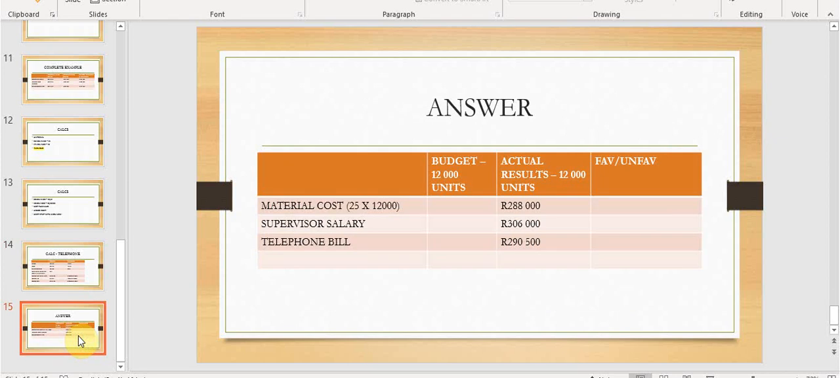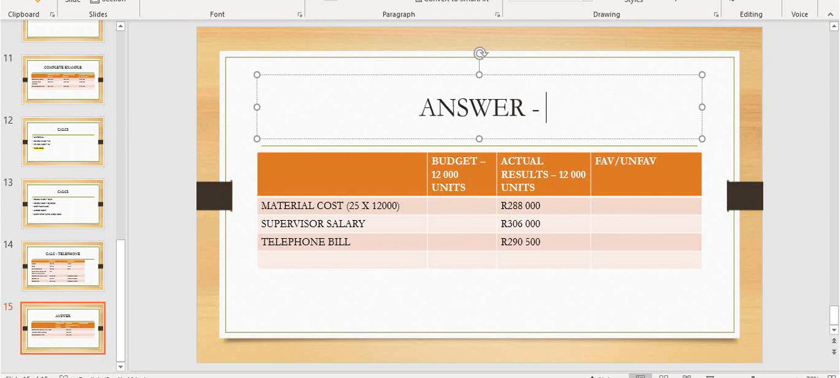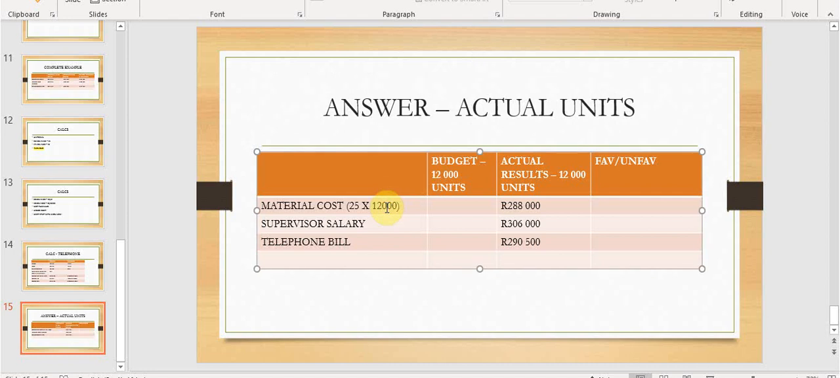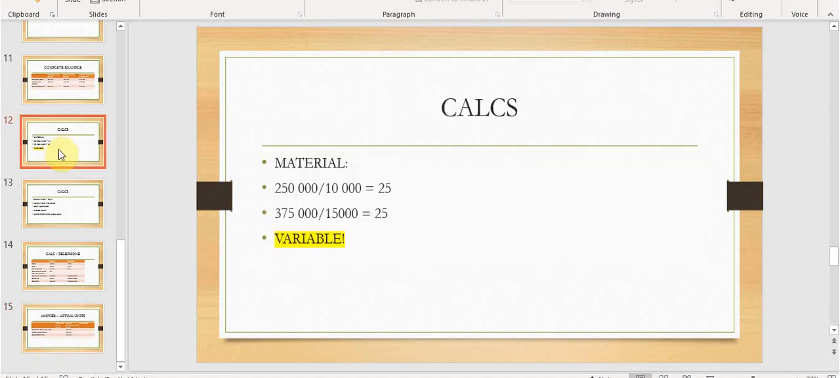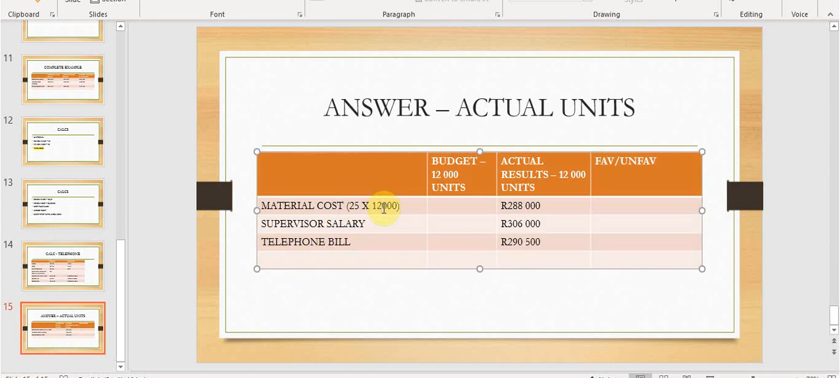The final answer should now be based on your actual units. So for the material cost, we did a calculation and we said at every level, the answer is 25. So I'm going to use this 25 and multiply it by the actual result activity level, and that was 12,000 units. So 25 Rand times 12,000 units gives me 300,000.